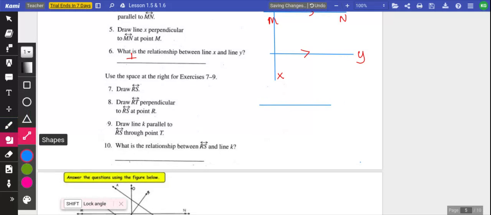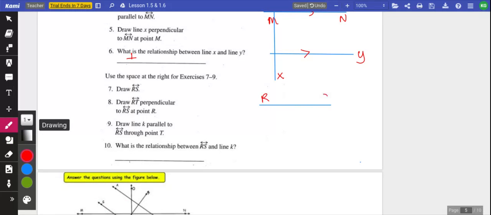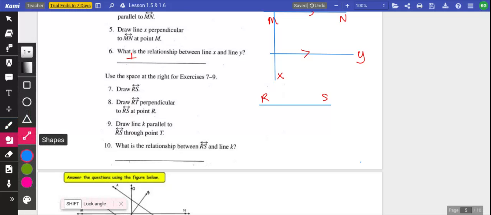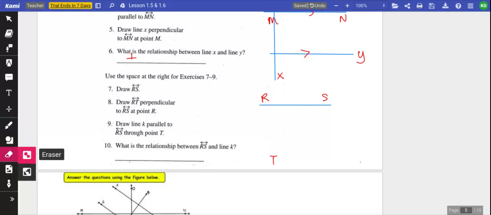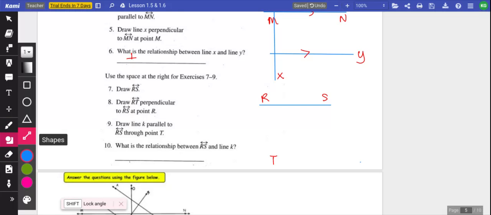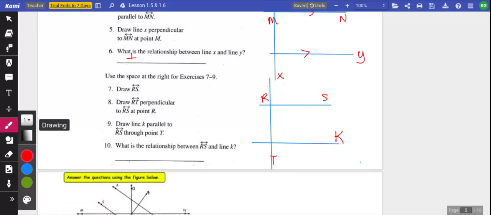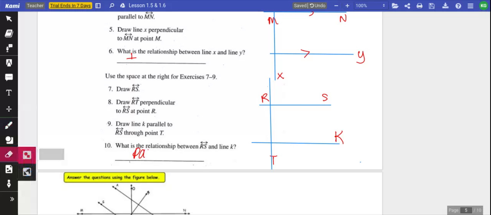Draw RS. Draw RT perpendicular to RS at point R. Draw line K parallel to RS. Oops, that was the eraser, not the line. What is the relationship between RS and K? Parallel. I don't know why I'm just not using this symbol.